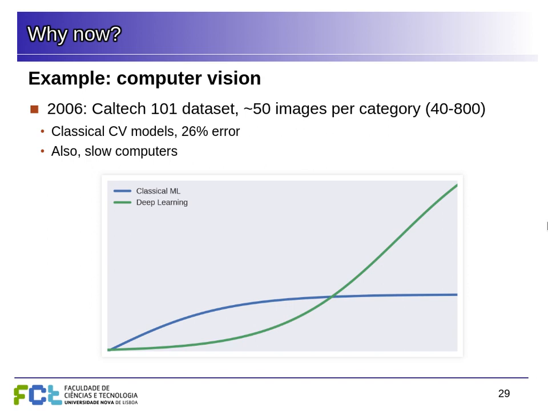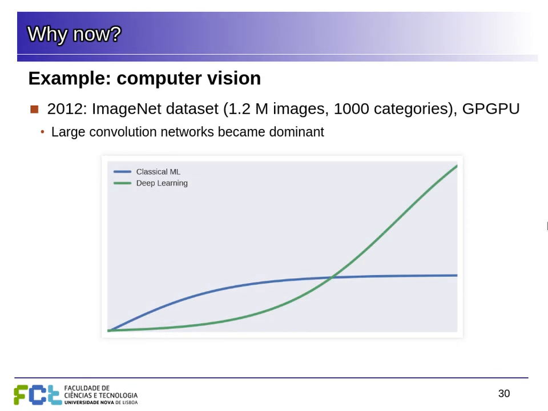But then in 2012 we had this ImageNet data set. This has 1.2 million images, 1,000 categories with many hundreds of images per category or thousands of images per category, and also general purpose GPUs. And now at this point, large convolution networks dominated the problem of classifying images. There were no classical methods that could compete with deep learning in this case. So basically, at some point we have enough data, and now we can use these very general complex models, and they can perform adequately in this case.